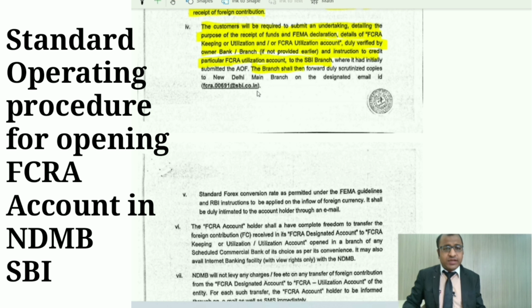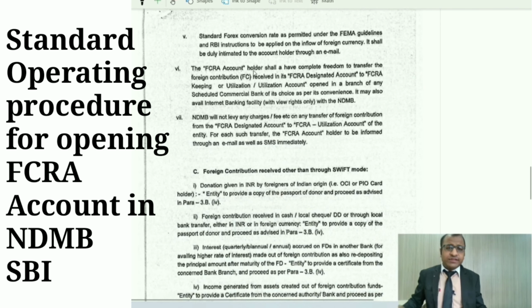The branch shall then forward the duly scrutinized copies to the New Delhi main branch on the designated email ID which is given. So basically, these undertakings, with the purpose of the receipt of funds, and the FEMA declaration have to be submitted in the same branch in which you submitted your account opening form initially. So this is the welcome step.